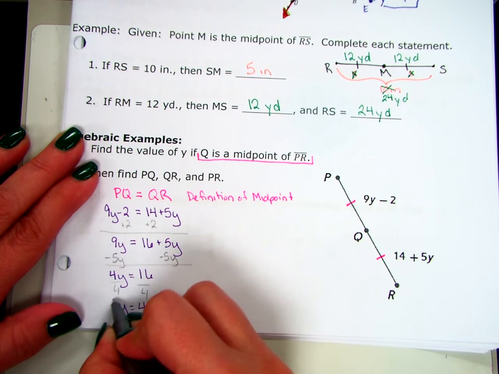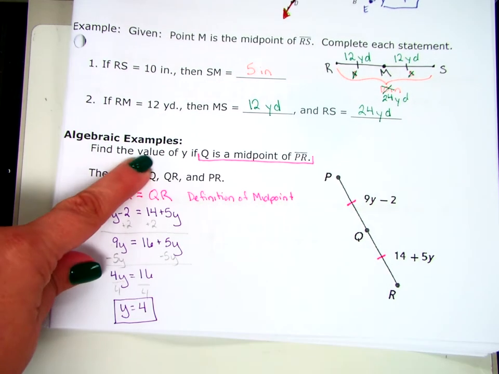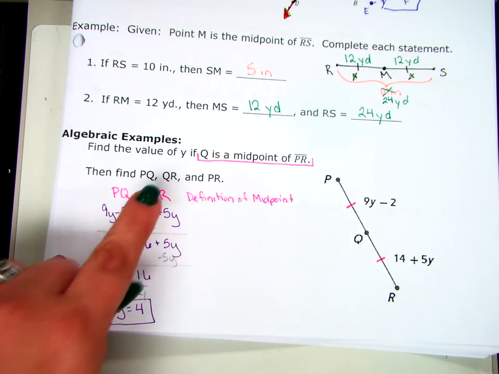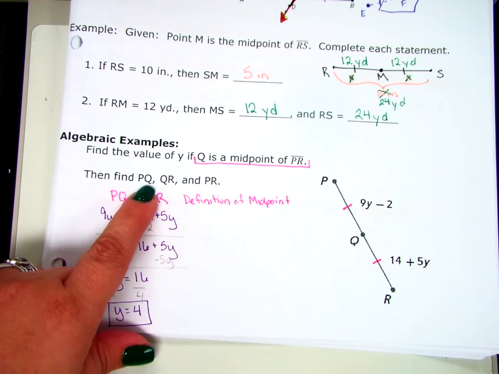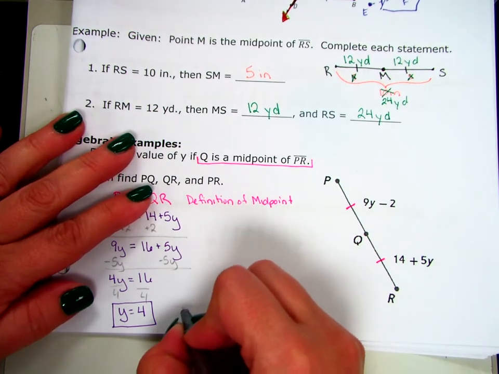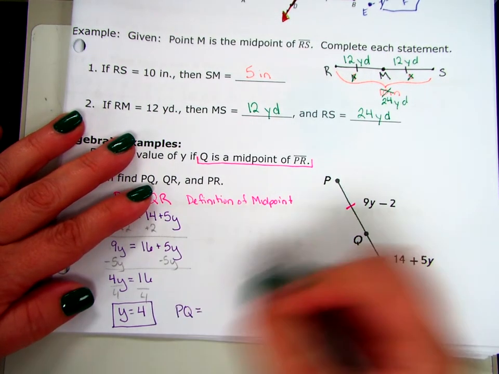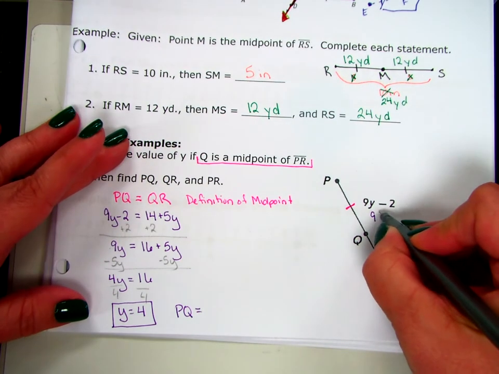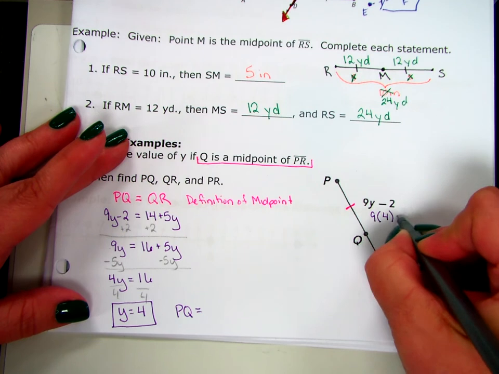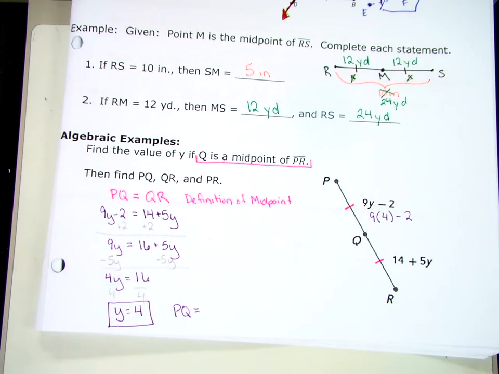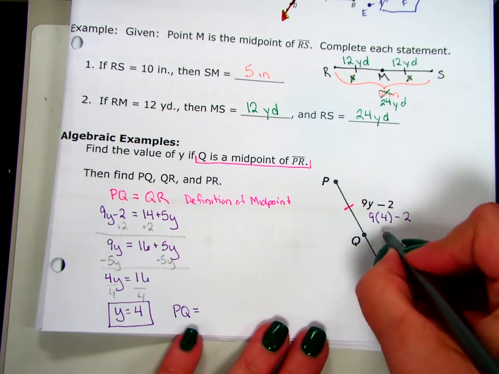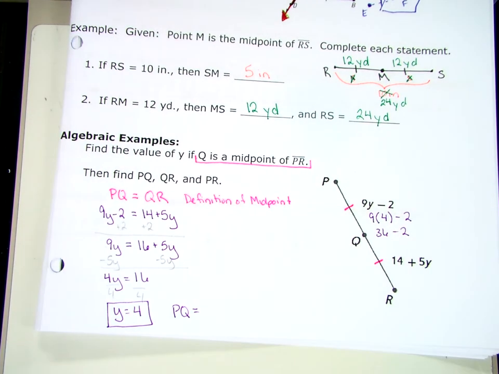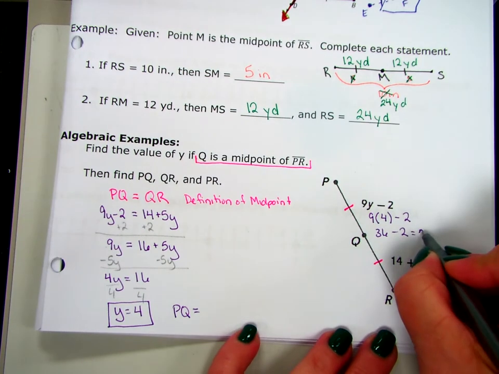So that's the first part it asked me to do. It said to find the value of y. Y equals 4. That part's done. Then it says, okay, let's find PQ. Over here, from P to Q, we know it's 9y minus 2. I'm going to substitute in my y, which is 4, and then simplify. 9 times 4 is 36. And then I'm going to combine like terms. 36 minus 2 is 34.